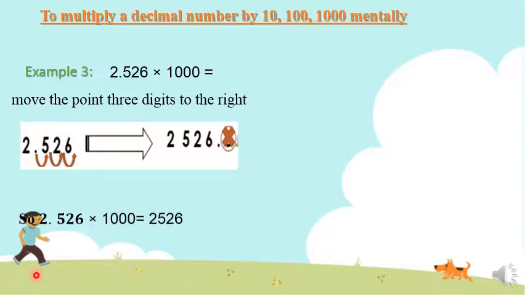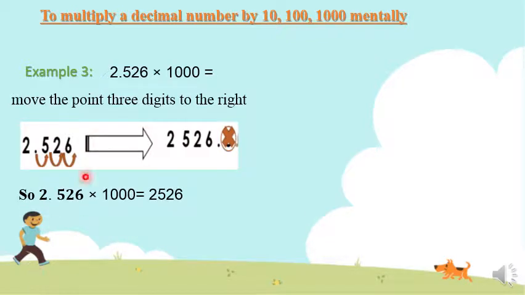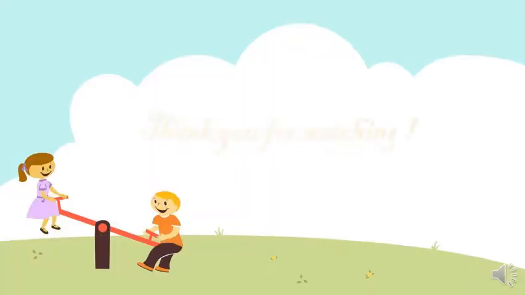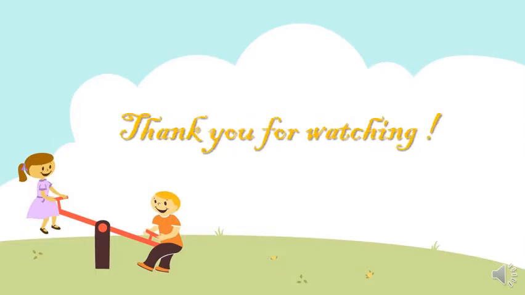So what happened when you multiply this number by 1000? The decimal point jumps to the right. How many digits? Depending on the number of zeros. So 1, 2, 3 digits to the right, we will get 2526. By this, we finished our session.